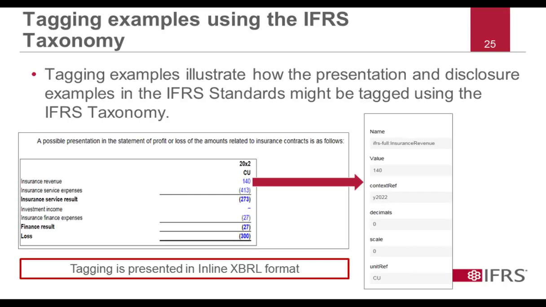So we are showing the insurance revenue, and then the box on the right-hand side is showing the information that you will see when you click on the highlighted number 140.